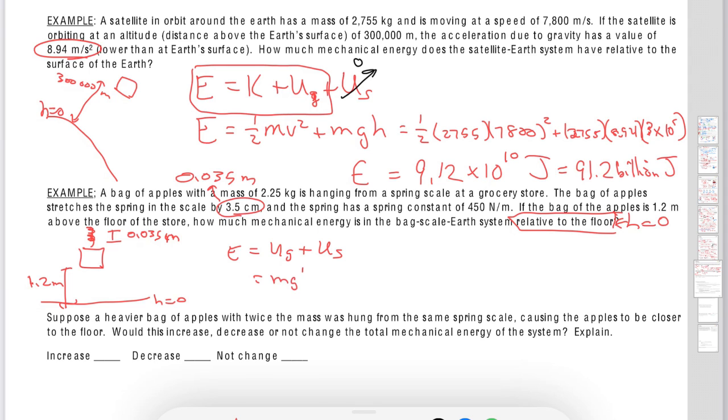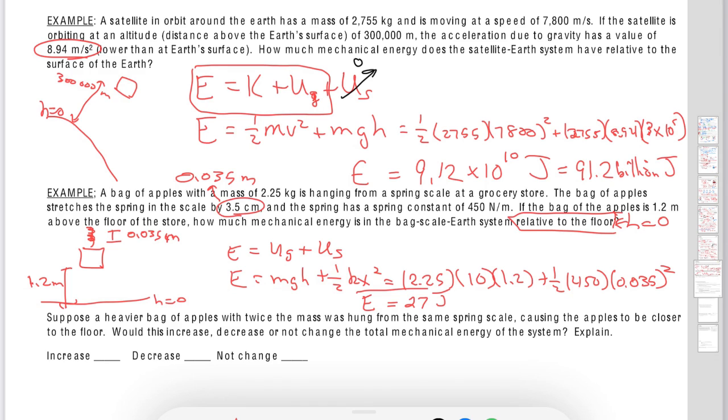And so now I'm just going to do mgh plus 1/2 kx squared. Those are my two equations. And so I have a 2.25 kilogram bag of apples times 10 times 1.2 plus 1/2 times 450 times 0.035 squared. And so that's how much energy will be stored. Okay, and there are going to be 27 joules of energy stored in this system, right? And so they're talking about this whole thing here would be our system.